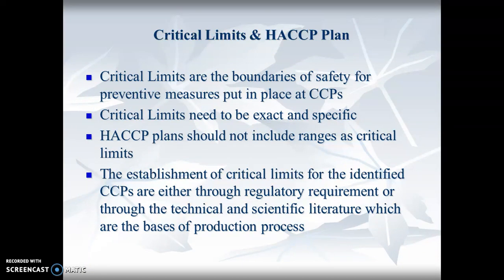Critical limits, HACCP plan. Critical limits are the boundaries for that safety. They need to be exact and specific. You cannot put a range on a temperature. You need to identify an exact temperature. A HACCP plan should not include ranges as critical limits. Establishment of critical limits for the identified CCP is either through regulatory requirements or through the technical scientific literature, which are the basis of the production process.